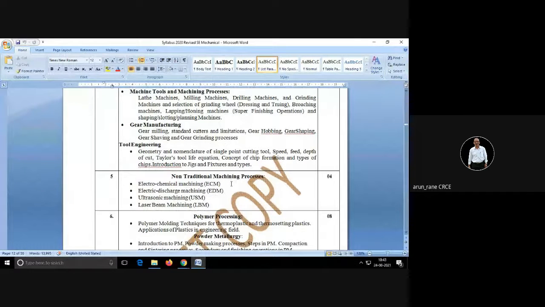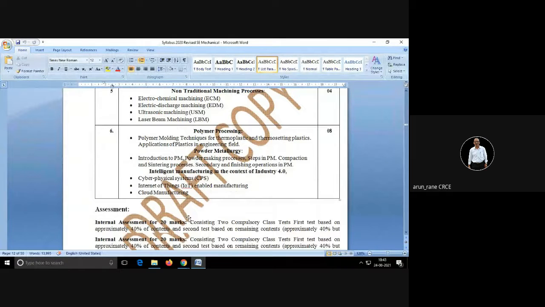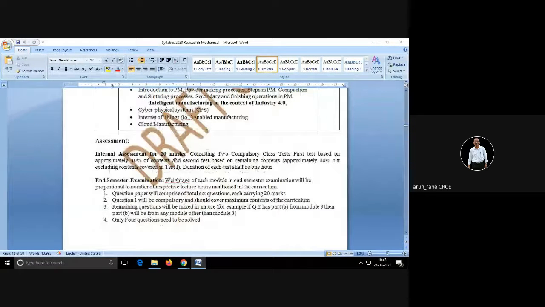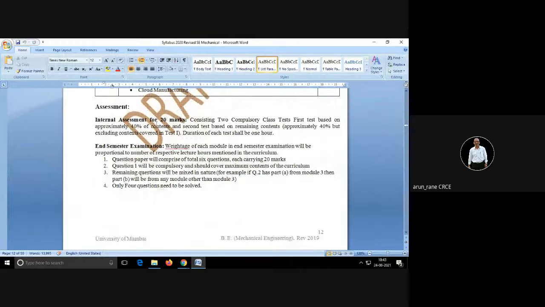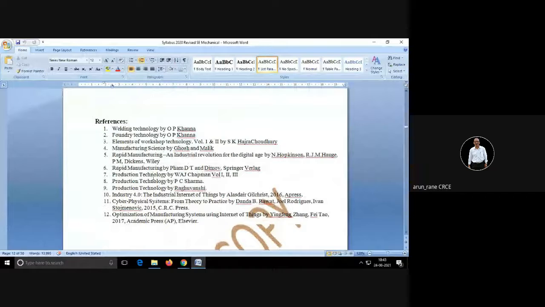Then non-conventional machining, that is electrochemical machining, EDM, ultrasonic machining, and laser beam machining. So no doubt there are many unconventional processes. So we will focus on these four only. And then polymer processing, polymer is nothing but the plastics, then powder metallurgy, and intelligent manufacturing. This is what your syllabus is. Fortunately, there is no term work and there is no oral. Then there are so many books to refer.